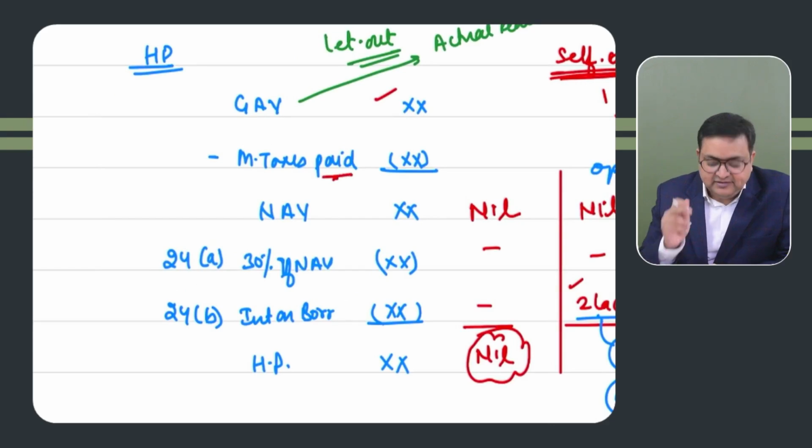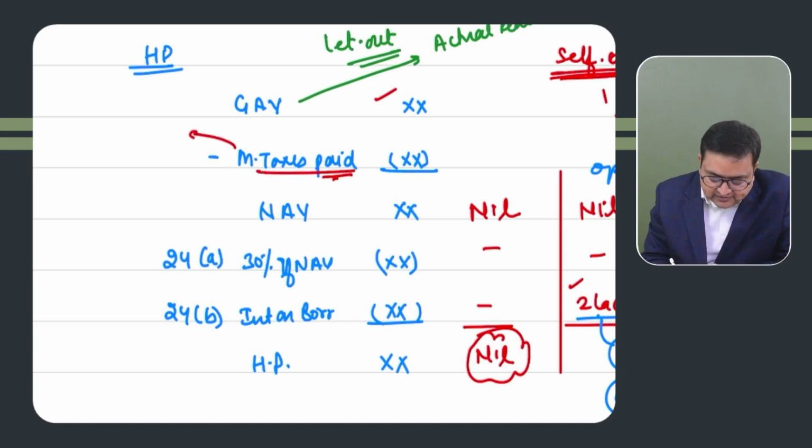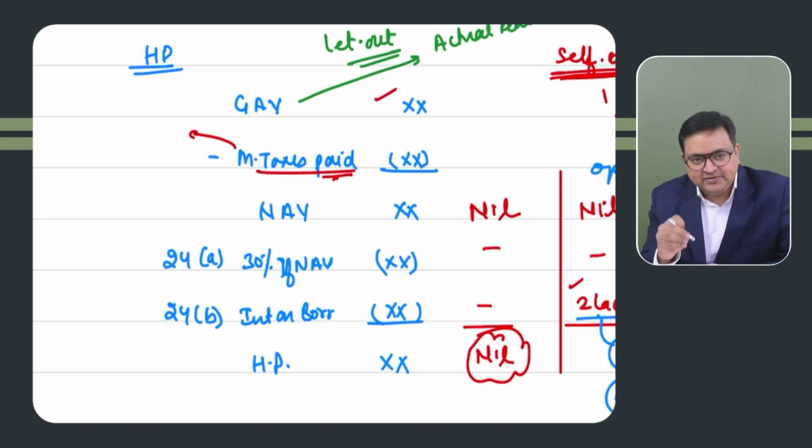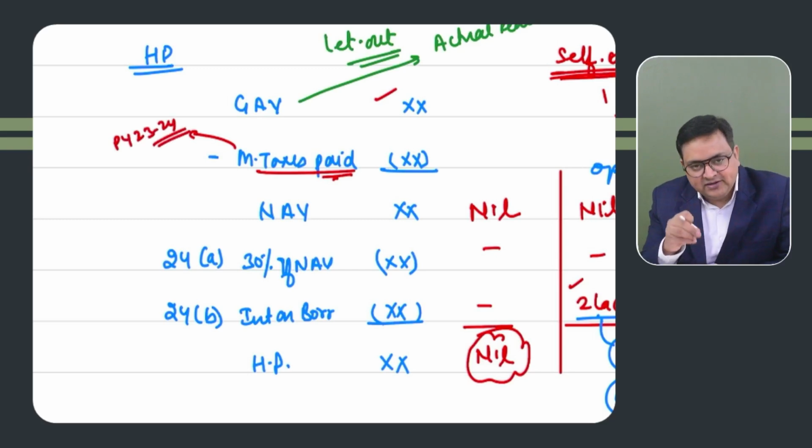municipal taxes paid. These municipal taxes should be paid during the previous year only. If you have not paid them, you will not get any deduction. It would be allowed only on payment basis, on cash basis. Cash basis means only if it is paid during the previous year. Due date of ROI is a PGBP concept. Here, if it is paid during your previous year 23-24, during these 365 or 366 days, then only it will be allowed. Otherwise, it will not be allowed.